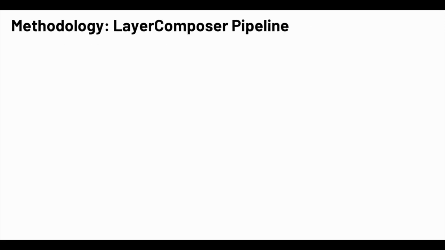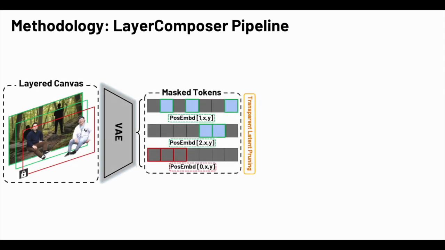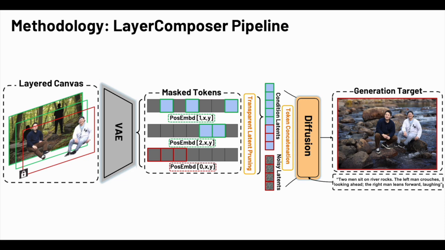Our method retrieves masked tokens from the VAE, where the first dimension is a binary locking flag, where 0 means locked, while non-zero means unlocked. Transparent latent pruning selectively retains tokens from valid spatial locations, which are then fused and sent into diffusion for generation.